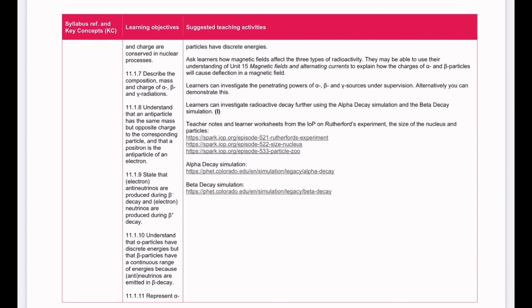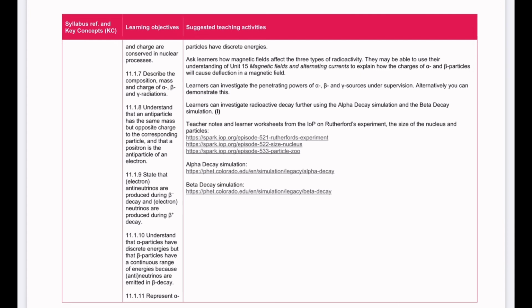11.1.7. Describe the composition, mass, and charge of alpha, beta, and gamma radiations. 11.1.8. Understand that an antiparticle has the same mass but opposite charge to the corresponding particle, and that a positron is the antiparticle of an electron. 11.1.9. State that electron antineutrinos are produced during beta-negative decay, and electron neutrinos are produced during beta-positive decay.